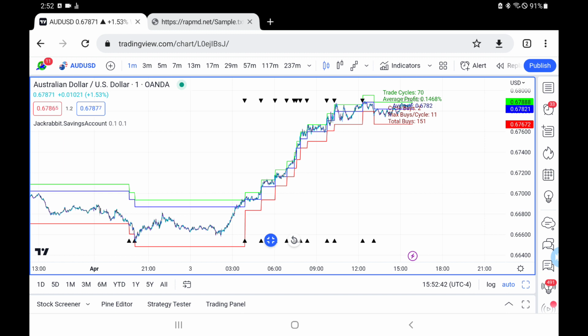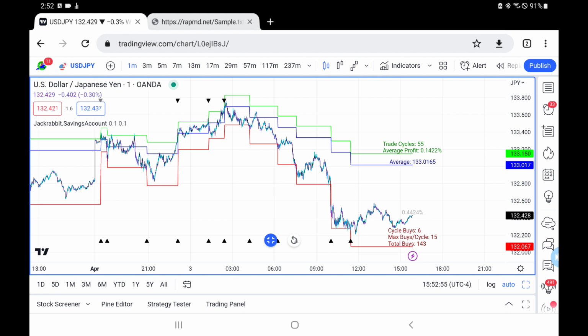The Australian dollar, US dollar is quite an active one right now. 70 completed trade cycles is quite nice. Before you trade any pair, study it, learn it, understand it. Do your research.